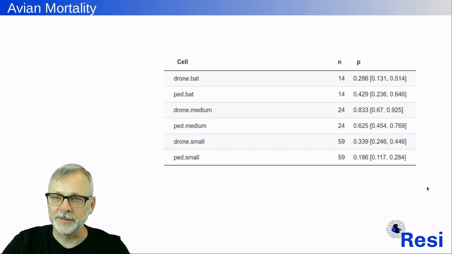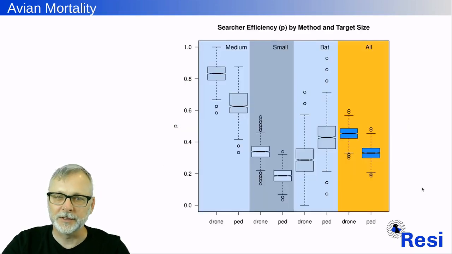Here are the results. You can see the sample size for bats is not tremendous. It's 14. So our conclusions are a little bit limited in terms of bats. For medium birds, sample size of 24. For small birds, 59. And you can see the results a little better when presented graphically.